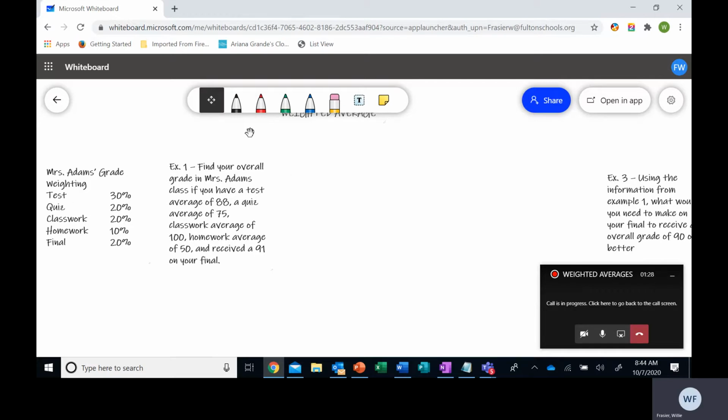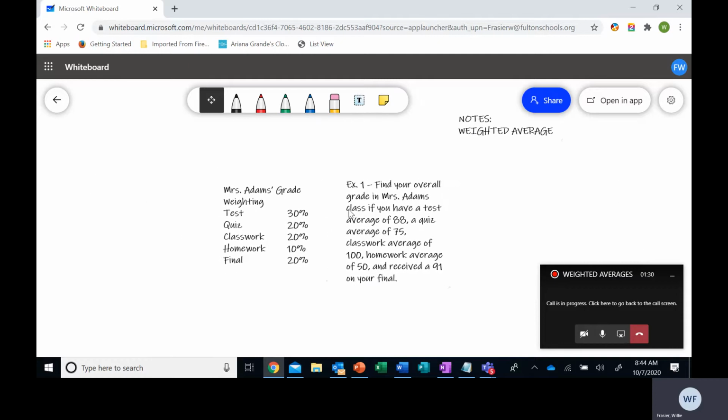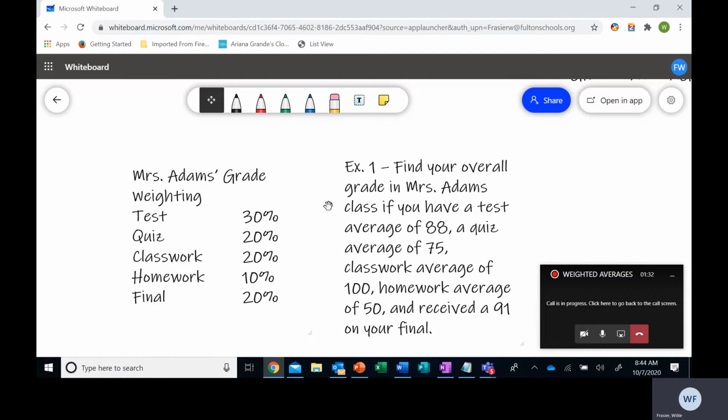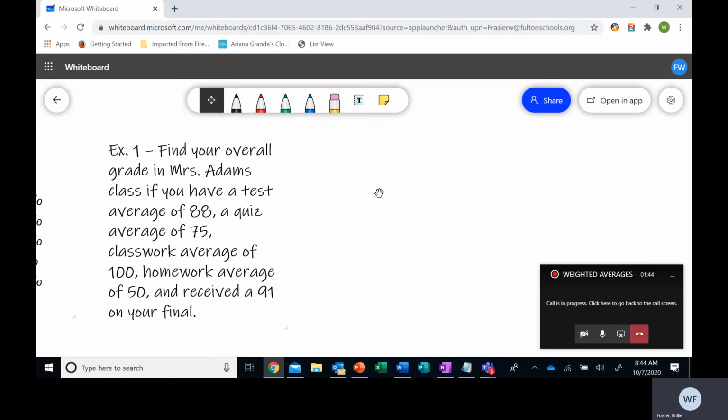All right. So let's look at this first example over here. We've got Mrs. Adams' grade weights. The test is 30%, quiz is 20%, classwork is 20%, homework is 10%, and final is 20%. It says find your overall grade in Mrs. Adams' class if you have a test average of 88, a quiz average of 75, classwork average of 100, homework average of 50, and receive a 91 on your final.